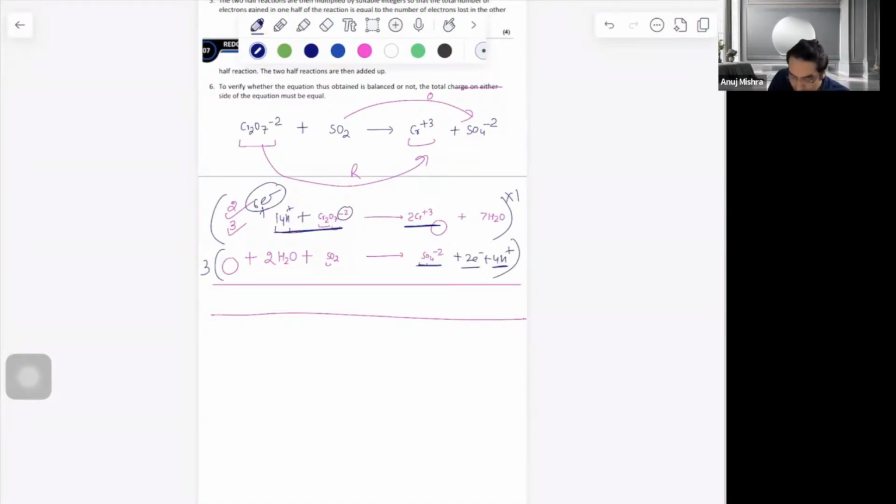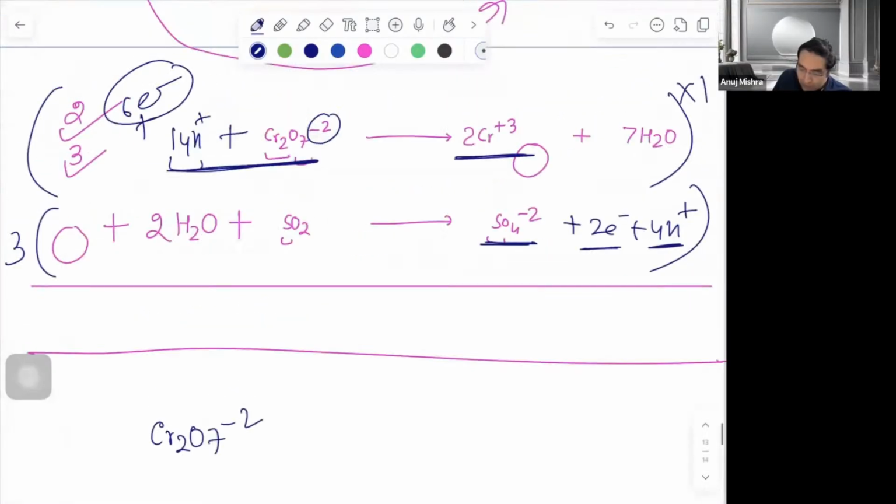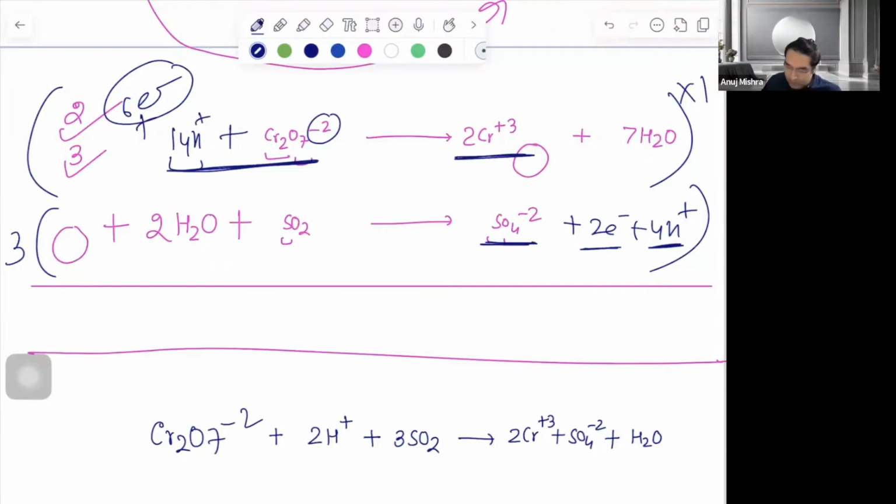This is Cr2O7 2 minus plus. Now you have 14H plus here, but 4 into 3, 12, 2H plus 3SO2. 3 into 2, 6. And that side we have 7. So I think we should get H2O, 2Cr3 plus, SO4 2 minus. Is it fully balanced? 6, 7, 13, 4 plus 1, 5.